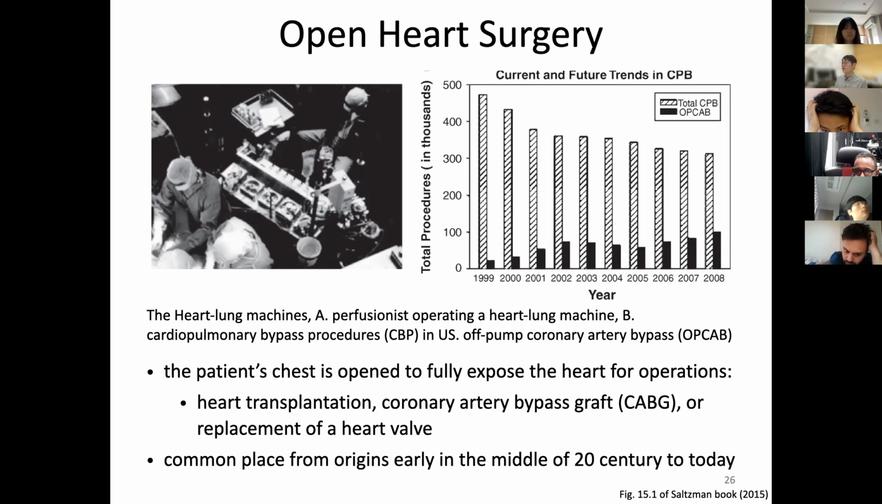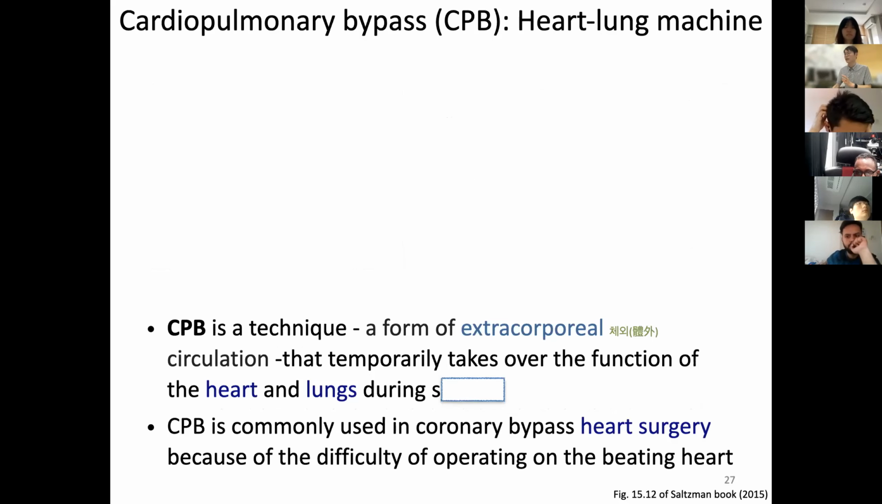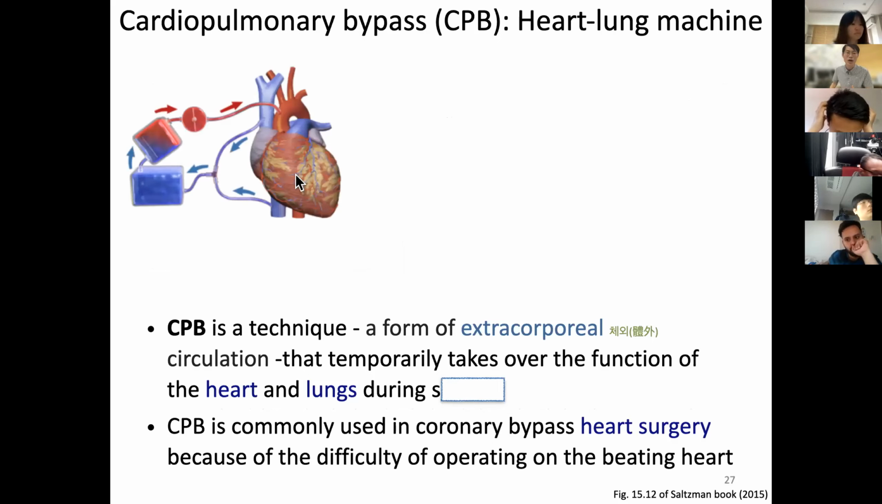So the number of procedures will actually decrease over time, and the black one, which is OPCAB, I will discuss next slide, because there are a lot of problems involved in stopping the heart and using this external device, and that's what we call CPB, or cardiopulmonary bypass. Or in simple words, heart-lung machine, because during the surgery, you have to replace the heart's function.